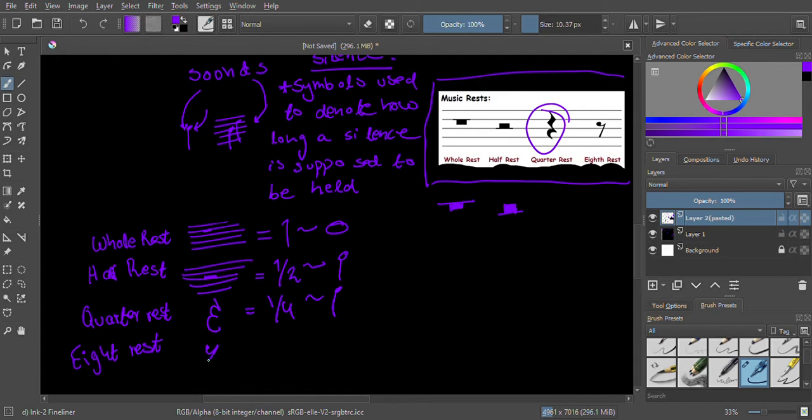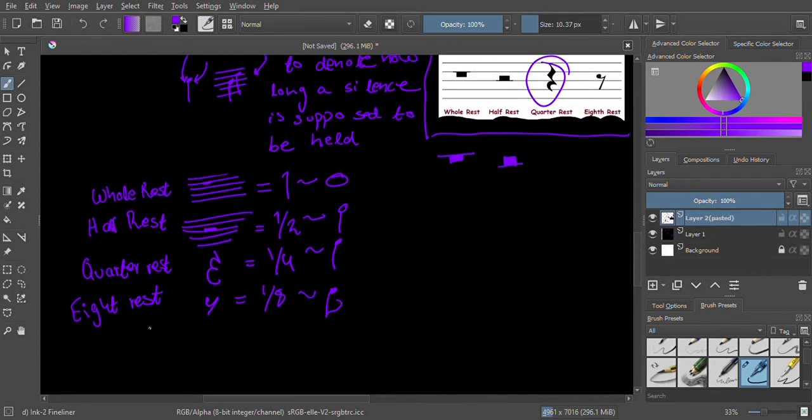Once again, bad drawings, but then handwritten music is quite different. There are rules for handwritten music. There are rules for computerized music. So yeah, the eighth rest looks something like this. It is analogous to an eighth note, and its rest value is 1/8, as you might expect, right?